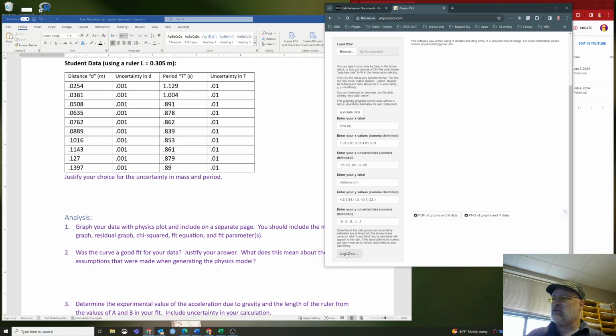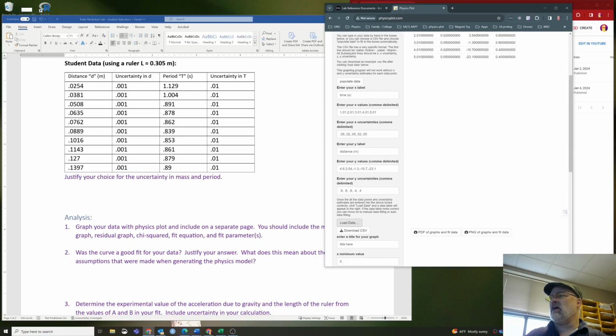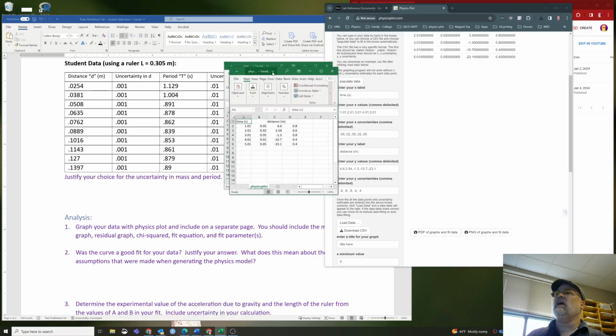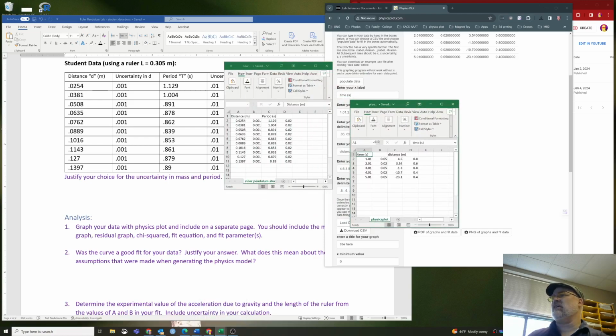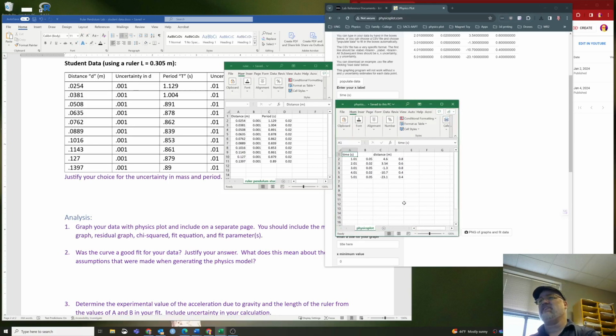So let me show you an important extra feature. If you just click load data on the default data that's in here and you click download CSV, that's going to create a file called physicsplot.csv, which you can then go in and edit. This is an Excel file. It's not a normal Excel file. It's called a CSV, comma separated value file.